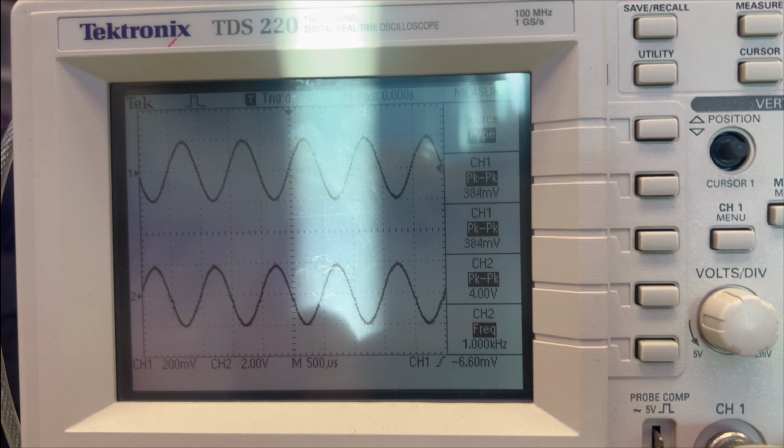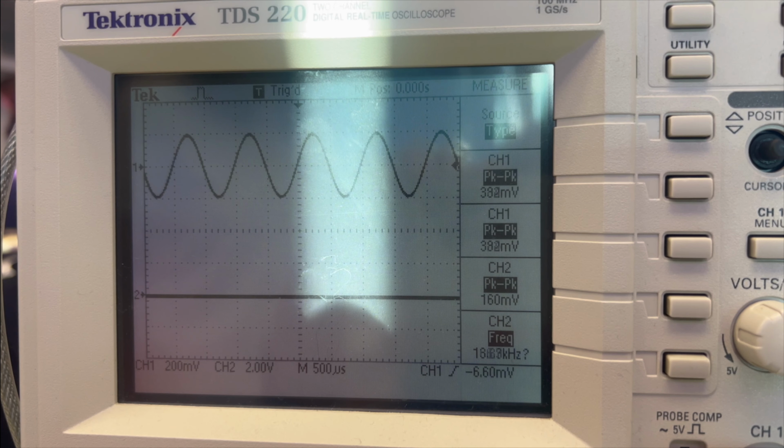In stage 2, channel 1 will be placed at test point 2 and channel 2 will be placed at test point 3. The output voltage I received was 4 volts, and adjusting the trimmer affects the waveform of the output, which at some point becomes saturated and cut off, as shown in the next clip.